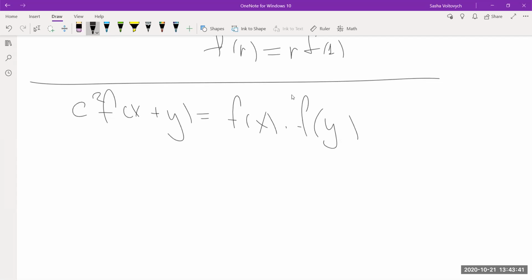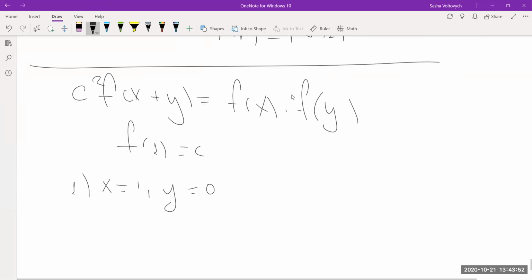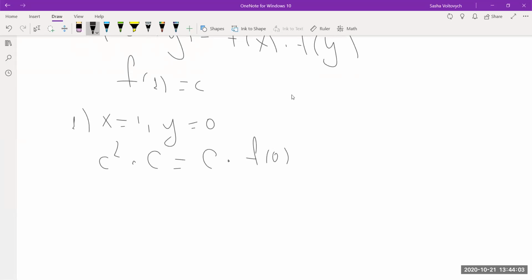Okay, so first of all, we know that f(1) is equal to c. So let's plug in x equals 1, y equals 0. Then x squared times c is equal to c times f(0). Because we know that c is greater than 0, we can divide by c. So c squared is equal to f(0). All right.